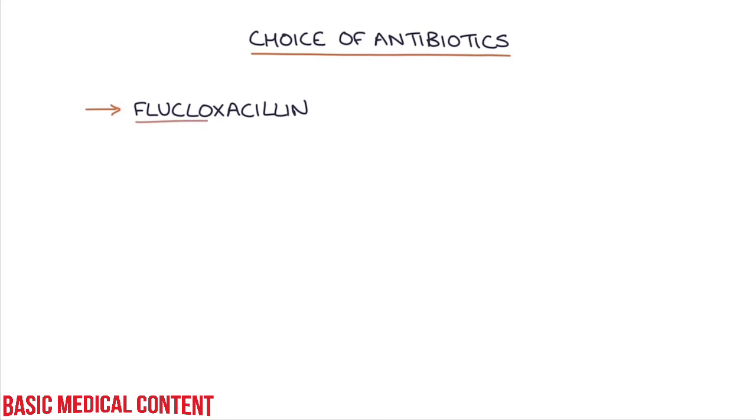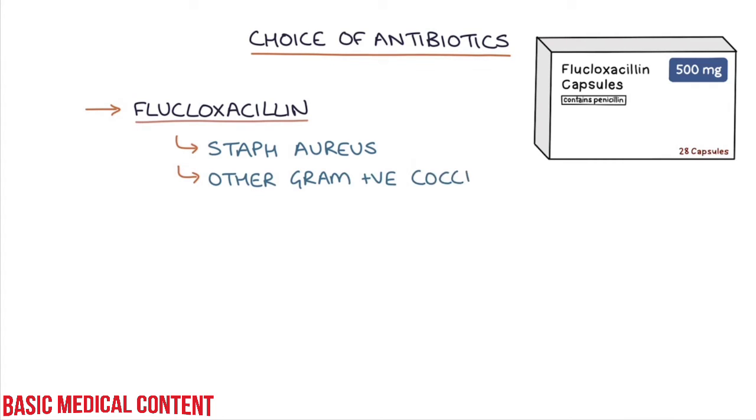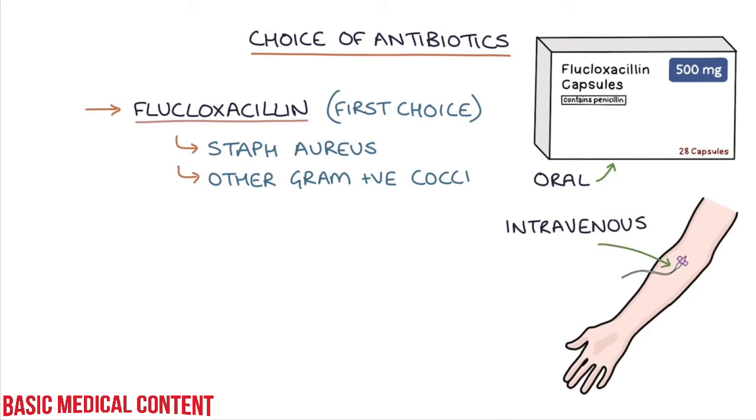Which brings us on to the choice of antibiotics. Flucloxacillin is the one to remember, and it's very effective against Staph aureus infections, and it also works well against other gram-positive cocci. It's usually the first choice in treating cellulitis, particularly if they're being treated in the community and it's fairly simple cellulitis, but flucloxacillin can be given orally or intravenously.